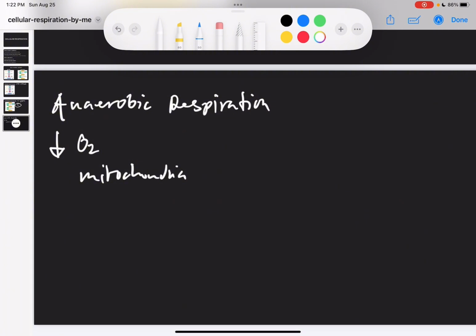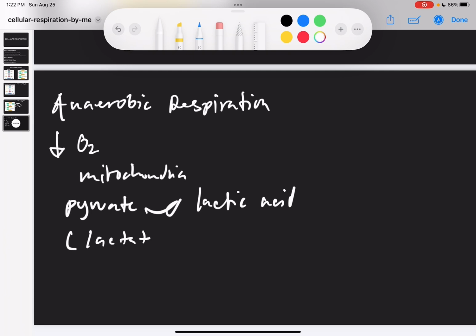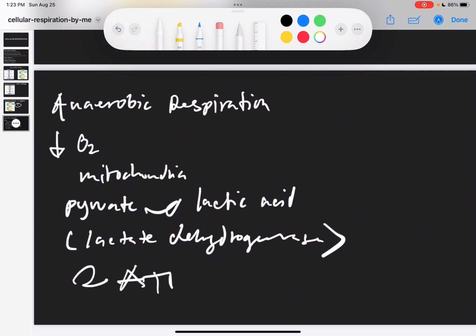This is where pyruvate turns into lactic acid via an enzyme called lactate dehydrogenase. This pathway produces 2 ATP.